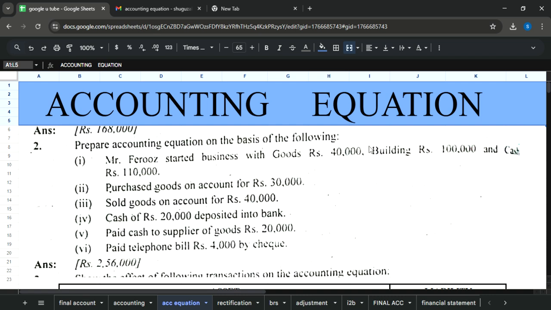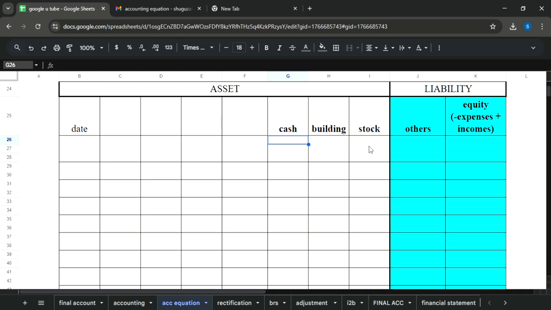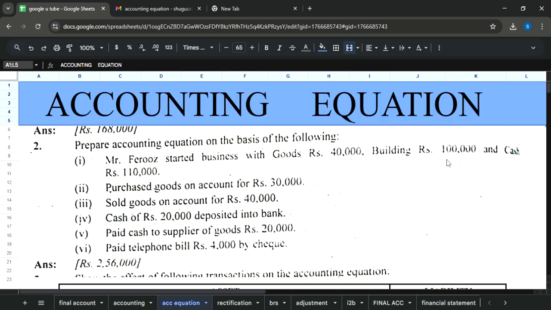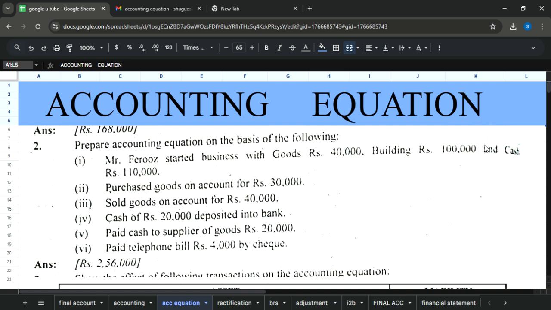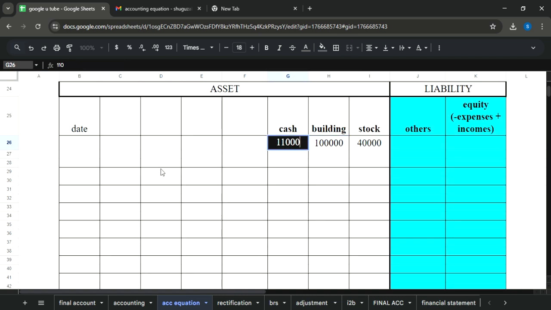First we will put goods 40,000. Since goods are coming in, there is an increase in stock of goods. 40,000 we will be posting. Next, the amount of building is 1 lakh. Put 1 lakh in the building column, asset side. Last is cash, 110,000, so 110,000 would be put in cash. Please understand, all these three things are increasing. When you see there is no sign, you will consider it as a plus sign.